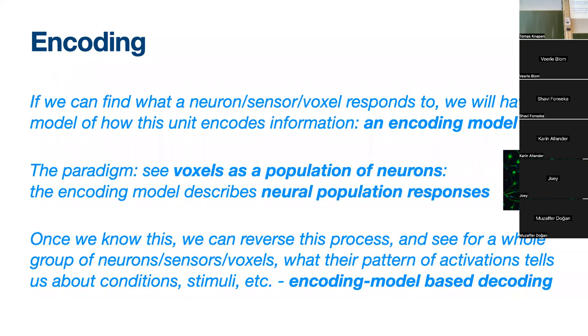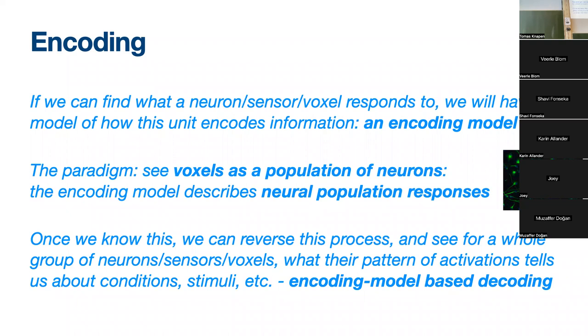Now, the crucial paradigmatic thing here is that we're going to see that voxel differently, not just as that bucket of noise sampled somewhere in the brain where we don't know what it is really sampling. What we're going to say is, well, I'm interested in neural processing, and I know that my voxel is sampling, let's say, 50,000 neurons at the same time. And so if I can make a model of how these 50,000 neurons together encode information, then that's what I'm measuring with my voxel. My voxel is just some sort of nice average of what 50,000 neurons together are doing.